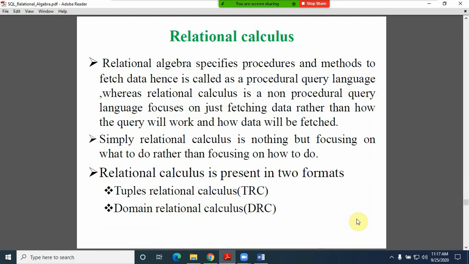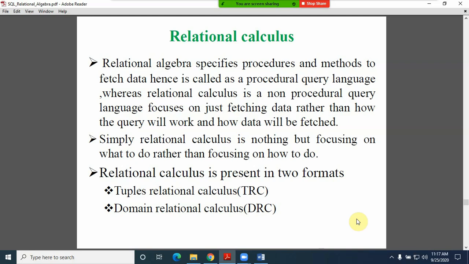and now we are at the start of relational calculus. Okay, just observe here, friends, what is the distinction between relational algebra and relational calculus. Relational algebra specifies procedures and methods to fetch data, hence it is called a procedural query language. Okay, because we have seen the rename option, union, intersection, selection, projection, like that.